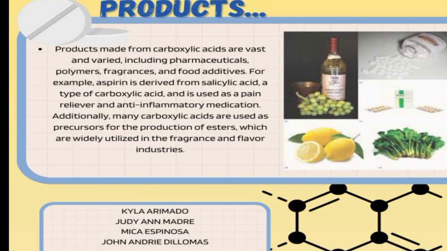Products. Products made from carboxylic acids are vast and varied, including pharmaceuticals, polymers, fragrances, and food additives. For example, aspirin is derived from salicylic acid, a type of carboxylic acid, and is used as a pain reliever and anti-inflammatory medication. Additionally, many carboxylic acids are used as precursors for the production of esters, which are widely utilized in the fragrance and flavor industries.